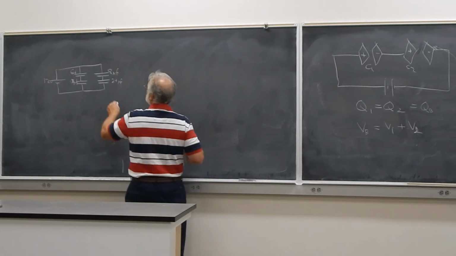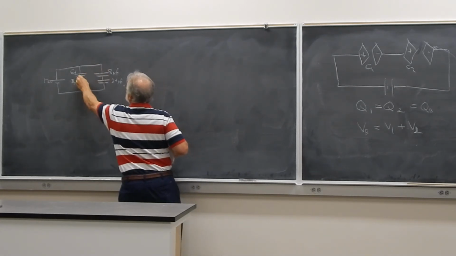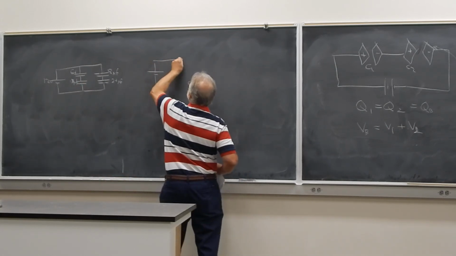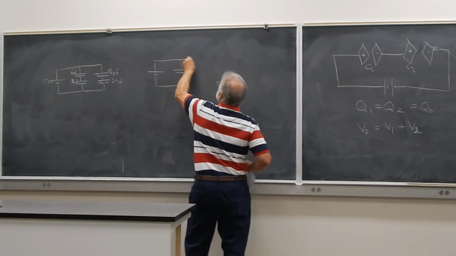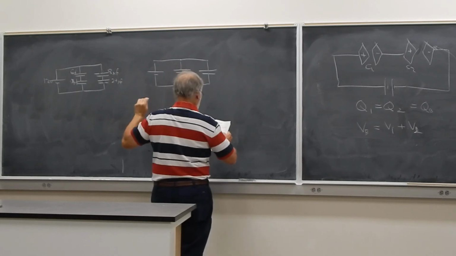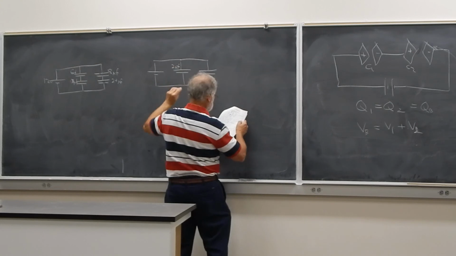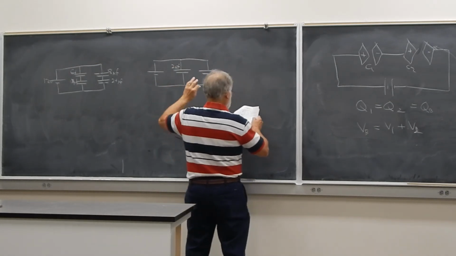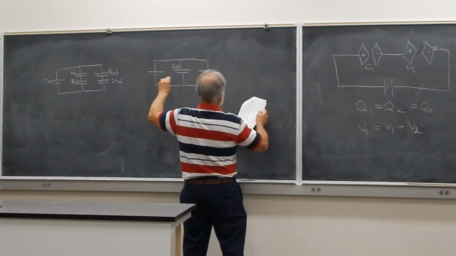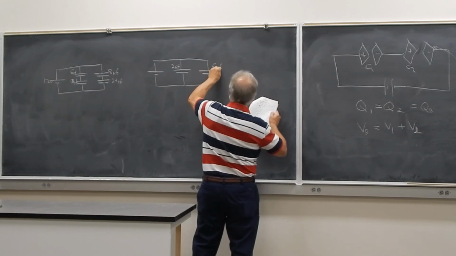So to do that, I'm going to deal with these two guys in series first, these two guys in series next. That will give me an equivalent circuit that looks like this. 1 over 6 and 1 over 3 will give me a combination of 2 microfarads. And the 1 over 8 plus 1 over 24 will give me a combination of 6 microfarads.